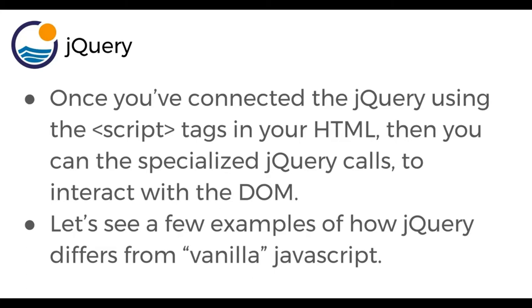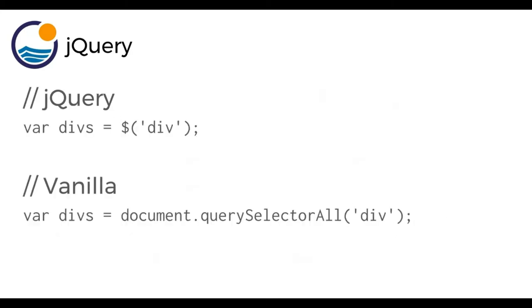And let me show you a few examples of how jQuery differs from vanilla JavaScript. So on top, we have what a jQuery call looks like. And on the bottom, we have what vanilla JavaScript looks like. Here you can see that we basically replace the document.querySelectorAll call in normal JavaScript with a single dollar sign. And here, both of these jQuery and vanilla JavaScript calls are grabbing all the elements that are under a div tag. And hopefully just from this clear example, you can see that you're going to save a lot of typing and a lot of work with the simple dollar sign command that jQuery has.